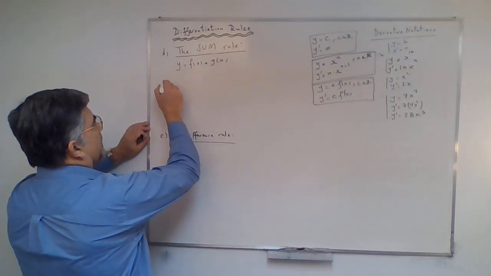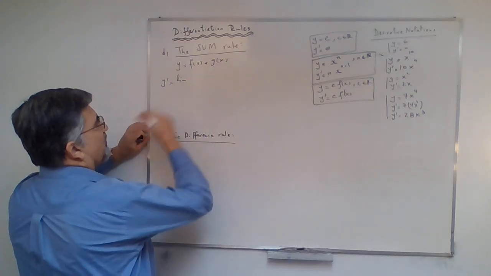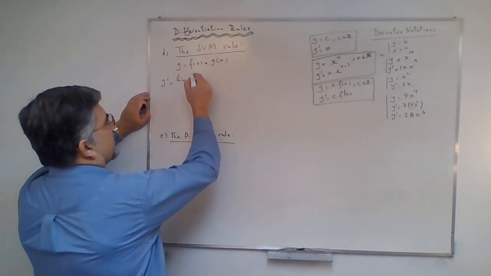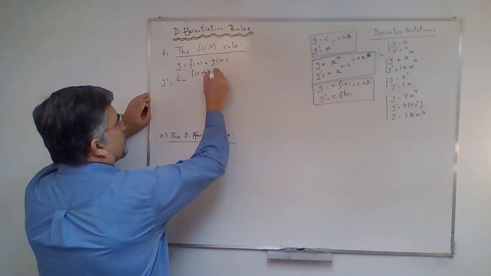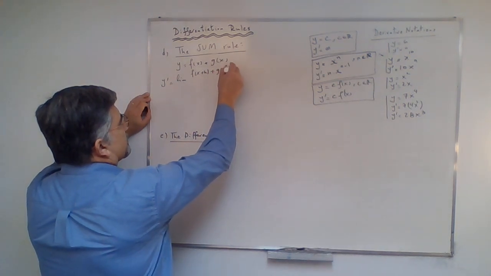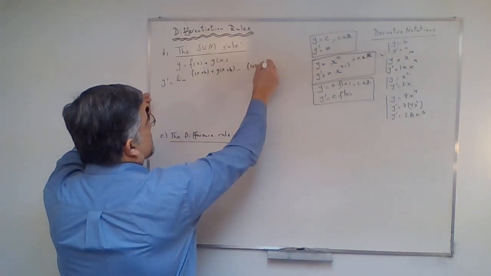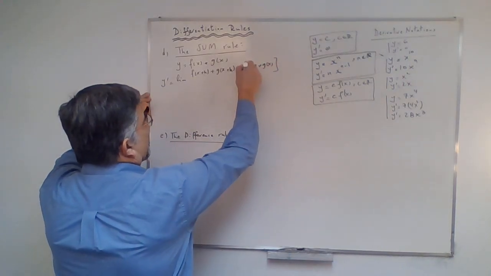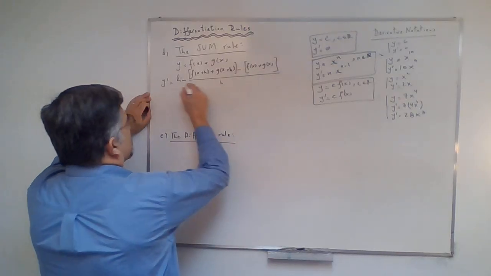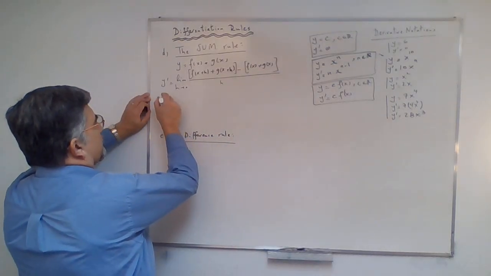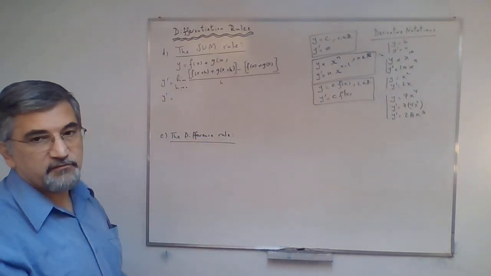So I'm going to say y prime is equal to the limit of f at x plus h plus g at x plus h minus f of x plus g of x, all over h when h approaches 0, according to the definition of the derivative of a function.